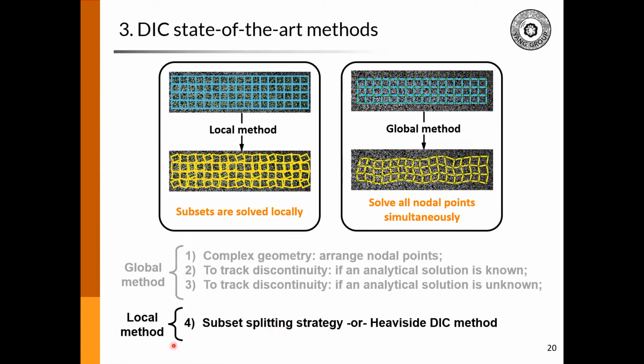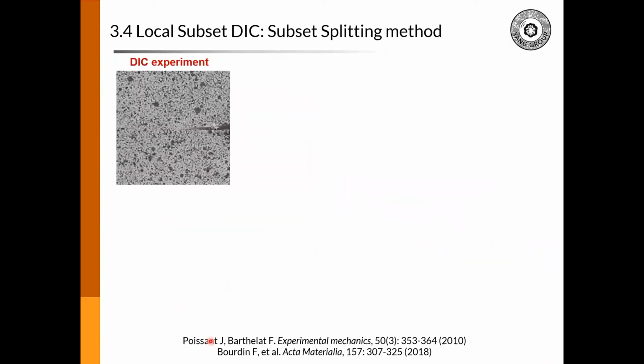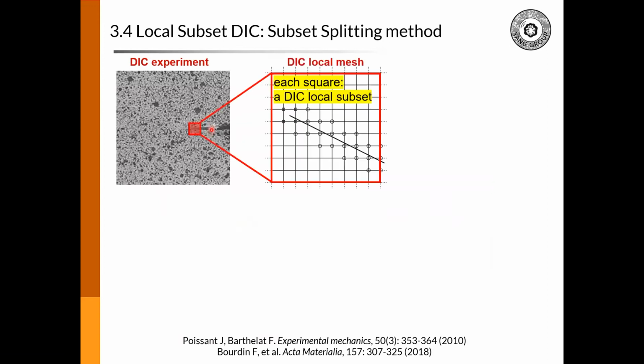So for the local method, there's also a similar technique called the subset splitting strategy. Some people also call it the Heaviside DIC method. The idea is very simple. If you have a crack here in this image, across this crack there can be some discontinuity. So this is one of those subsets. Each square is a DIC local subset. The entire red domain is the region of interest for the DIC problem.